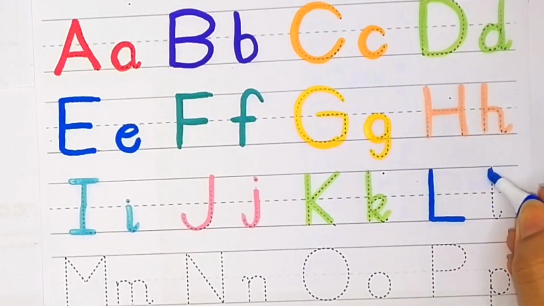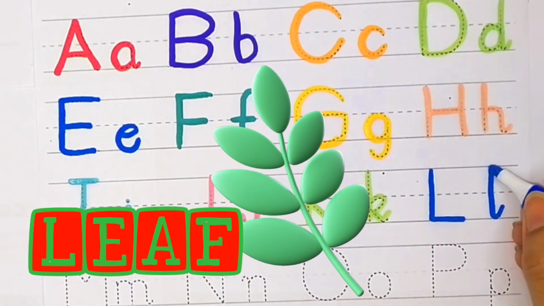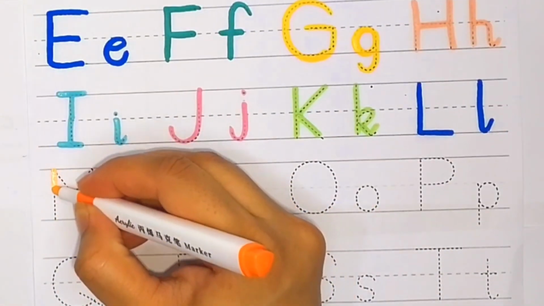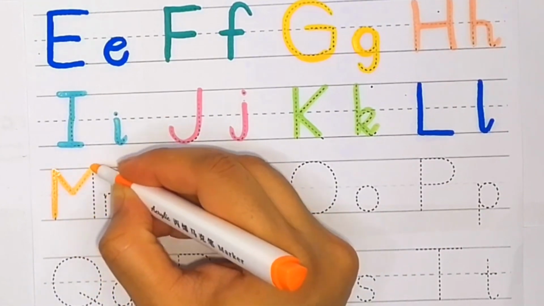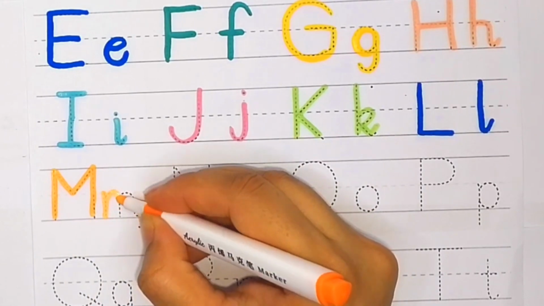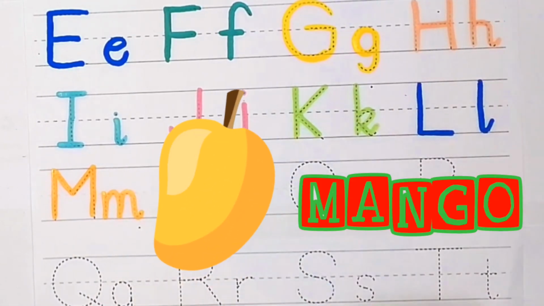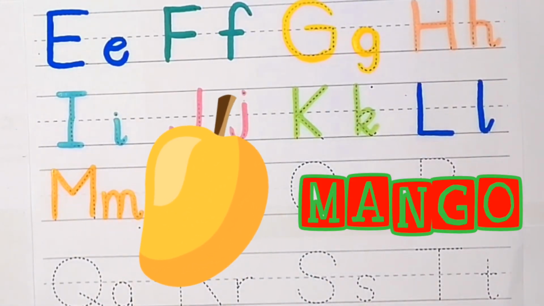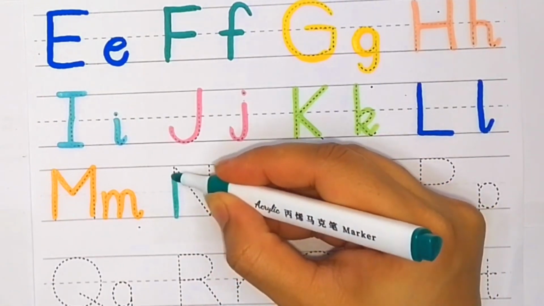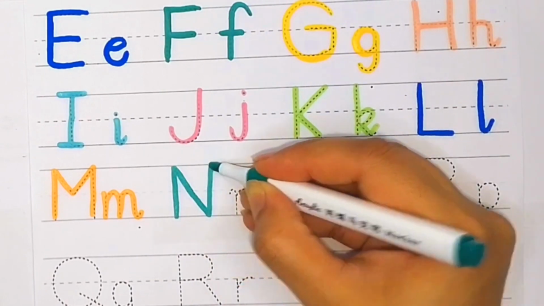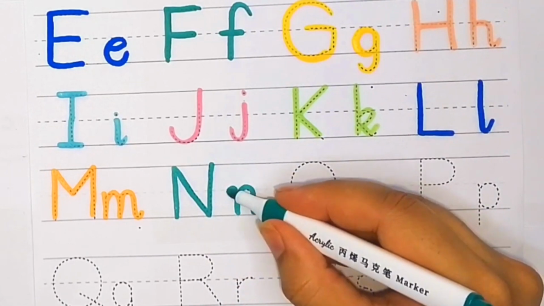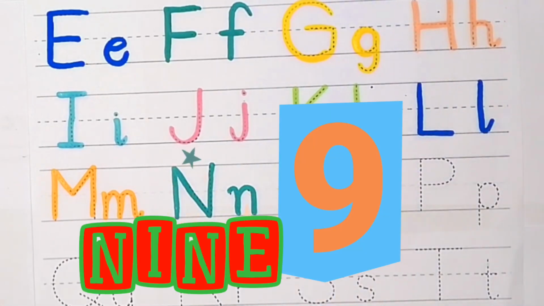Blue color. L. L for leaf. Orange color. M. M for mango. Blue color. N. N for nine.